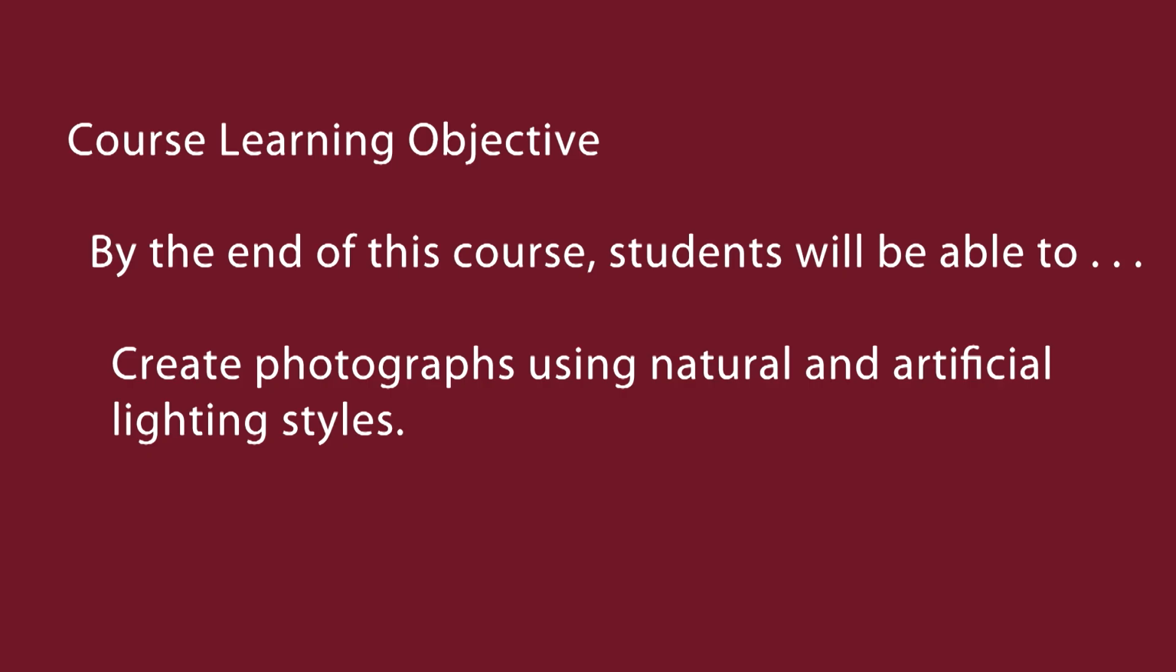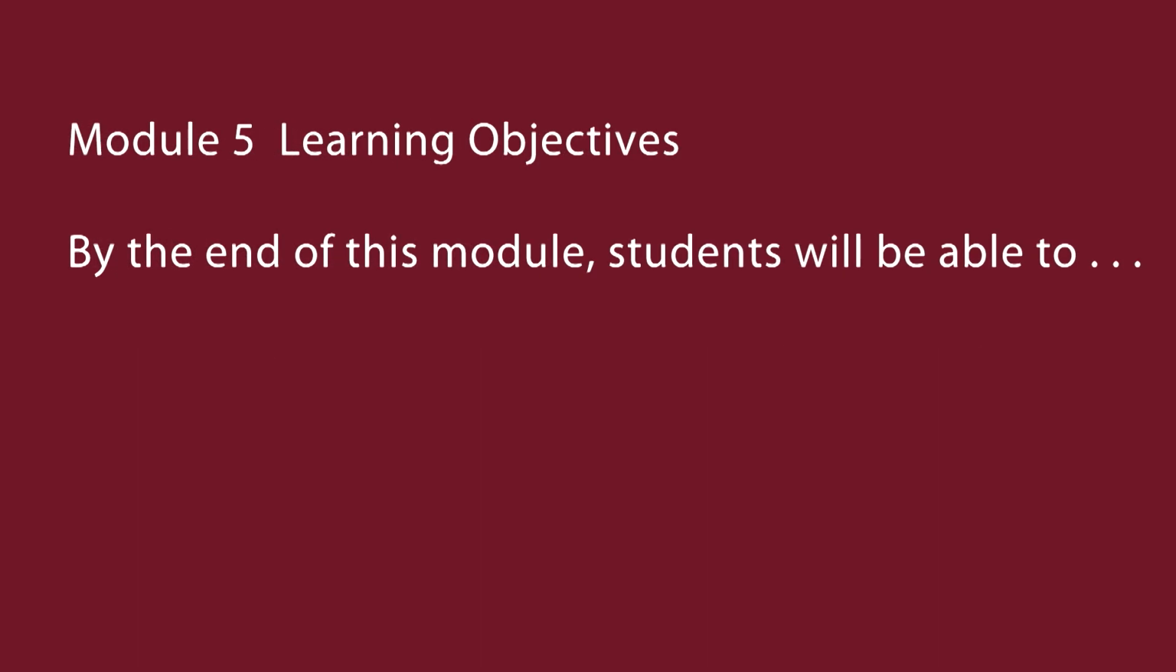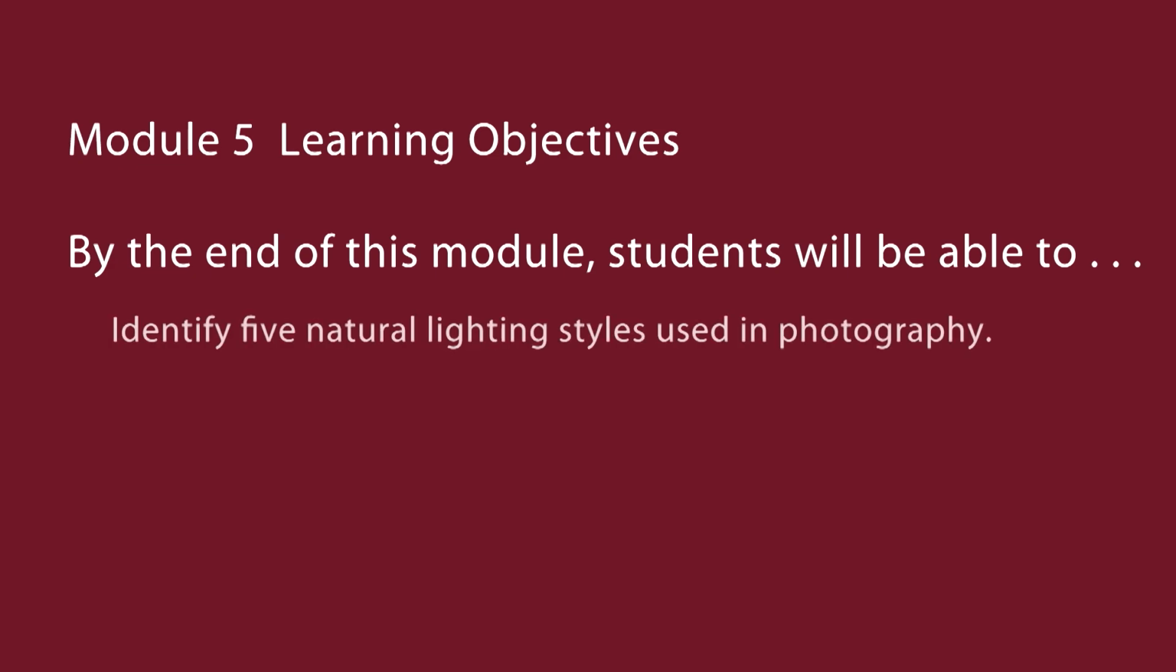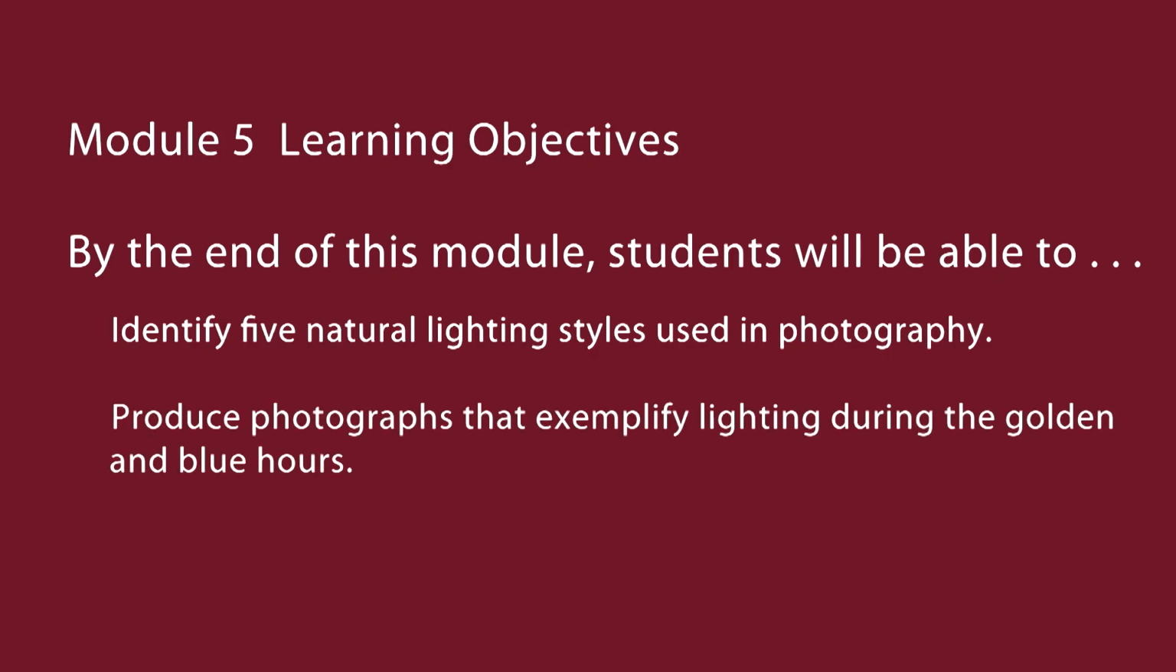Let's turn to the module objectives. Module 5 deals with natural lighting, in other words, using the sun and diffused sunlight as a light source. By the end of this module, students will be able to identify five natural lighting styles used in photography. Identifying can be measured, and usually with a quiz. The second is produce photographs that exemplify lighting during the golden and blue hours. Producing is the active verb here.